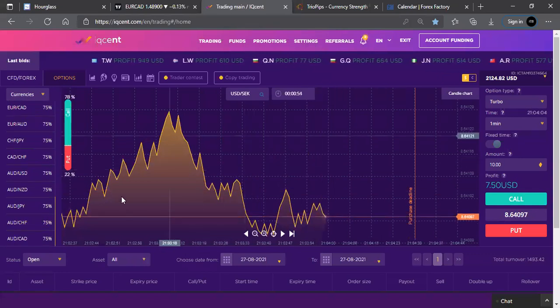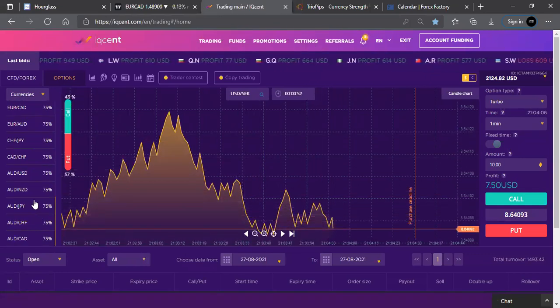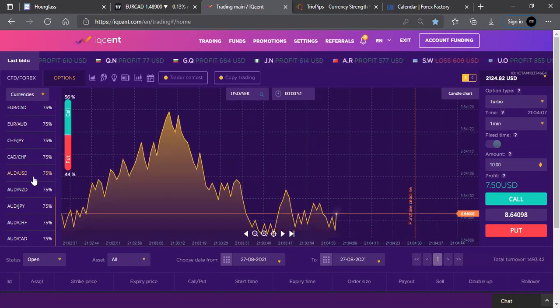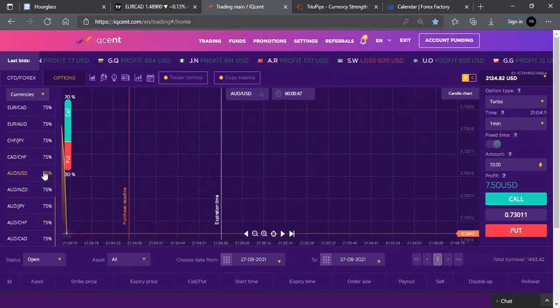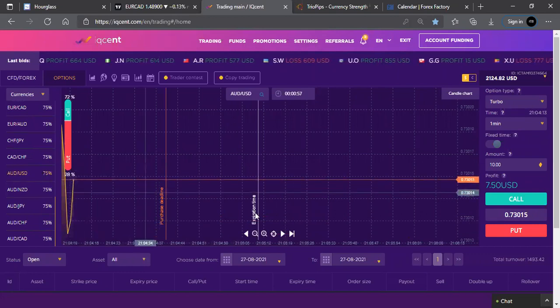See, the market is closed. That's why it's behaving spiky like this. But let me just use it to explain how I would have taken entries. So I go to AUD USD.